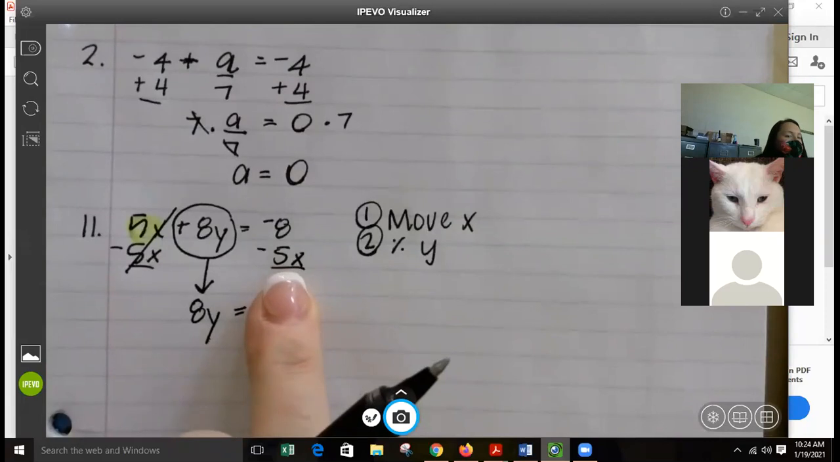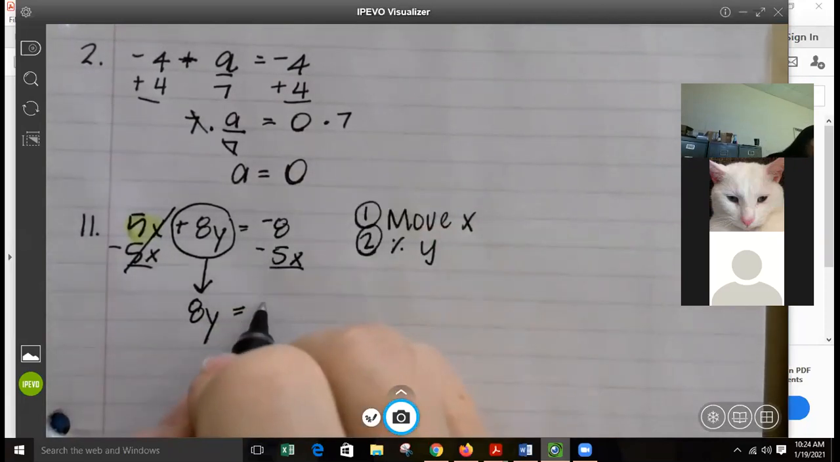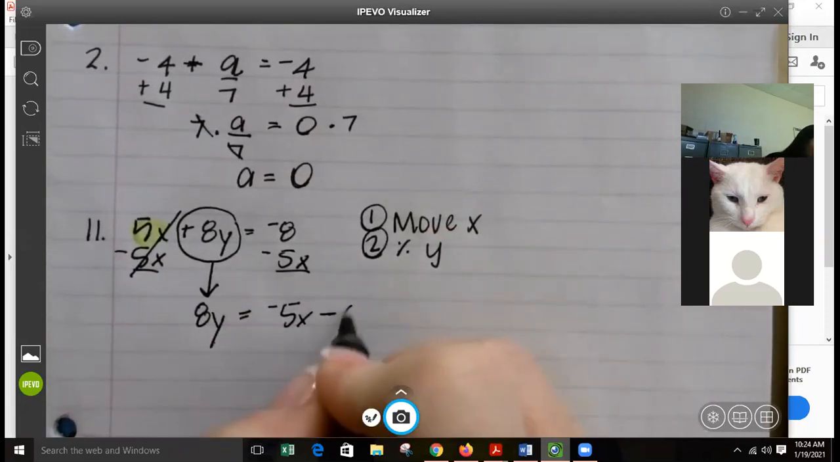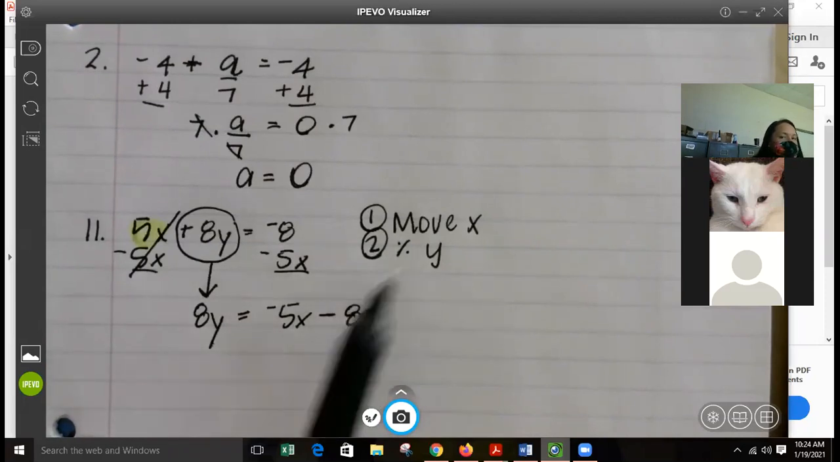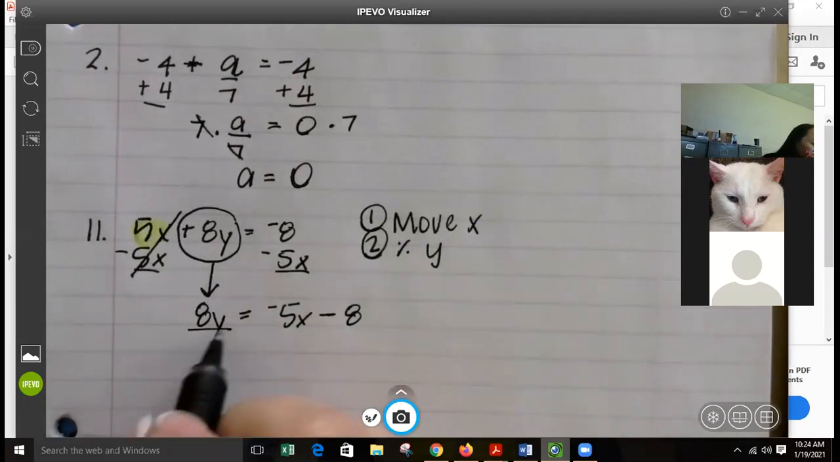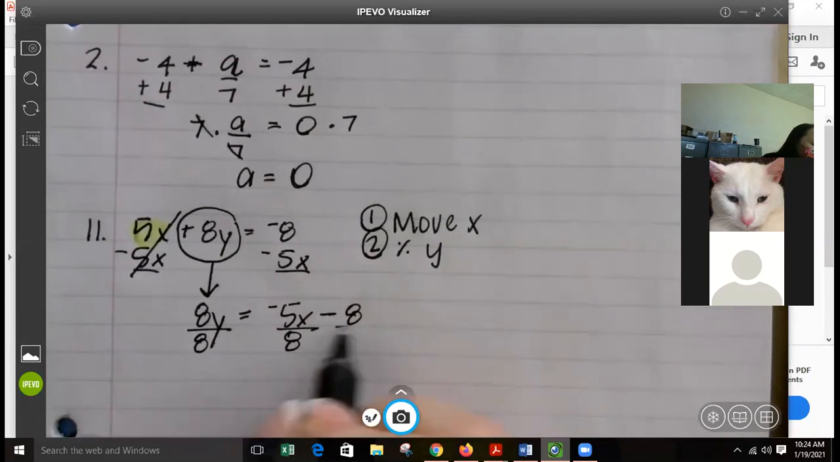And then over here, I write what I see, but I want to put my x first. So it's a negative 5x and a negative 8. Again, write down what you see. So that was step 1. Step 2 is divide by that number with y. So we're going to divide by 8. And remember, you divide everything by 8.